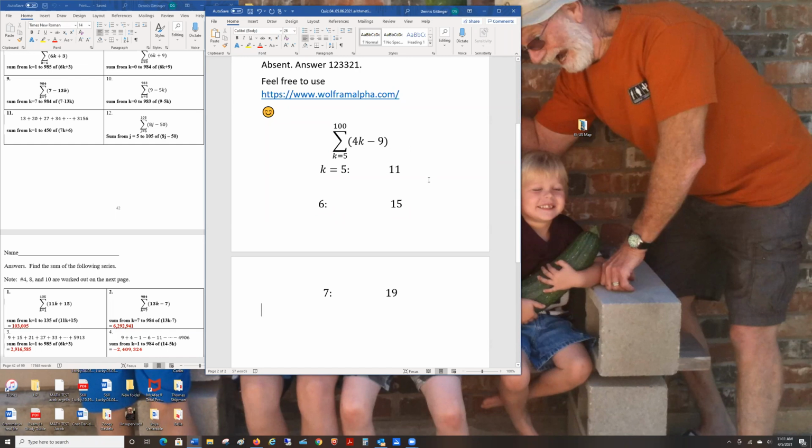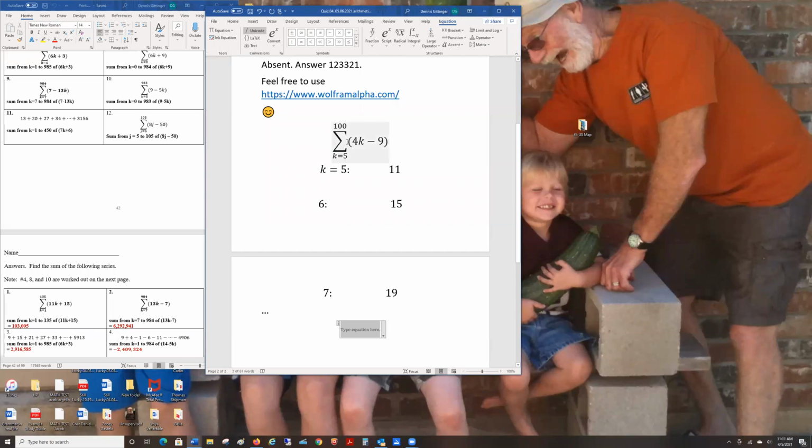And in order to figure out what the answer is, we have to go all the way to the last number. And the last number we plug in is 100. Now, there's two ways, as I mentioned last time.